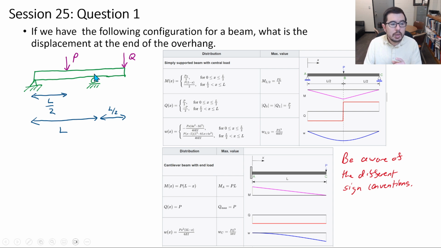So what we need to do is figure out, we know the displacement here is going to be 0, okay? That's fine. But there's going to be some slope, right? This is going to sag down, and so there's going to be some slope. So what we need to do is figure out what the slope is here. It's going to be coming off with a positive angle here, all right?